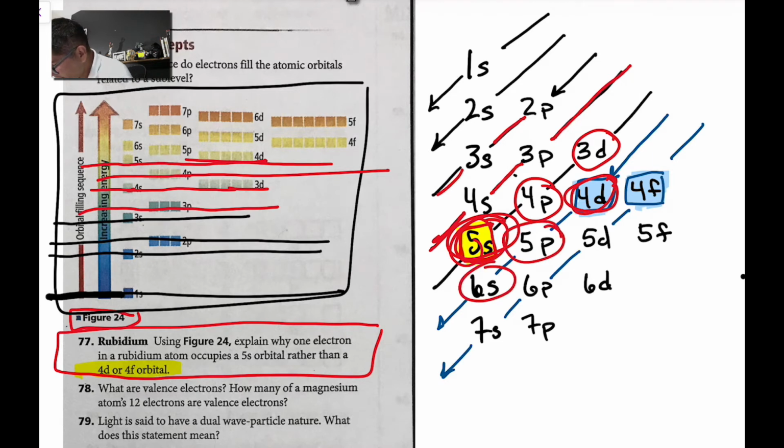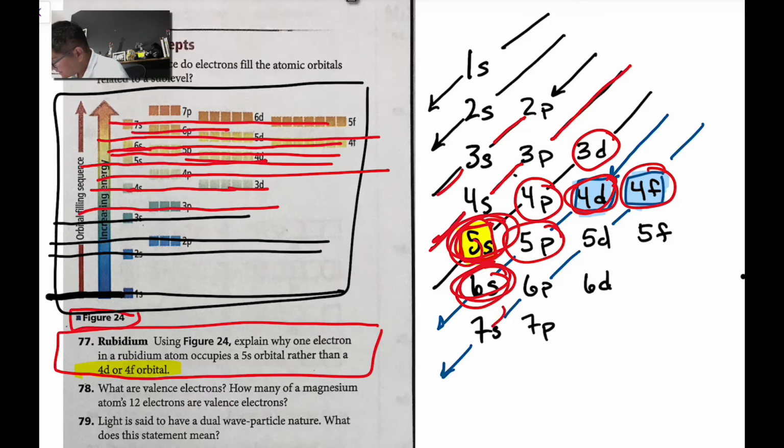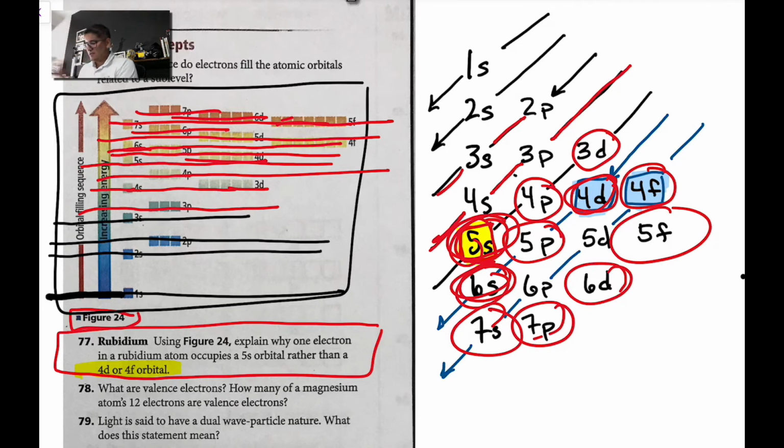Let's confirm that. So the next level is 5p, and then 6s. And as I go down from 6s, what's next? 4f. In fact, 4f is next after 6s. 4f, and then 5d, 6p, 7s, 5f, and then 6d and 7p. So you can see that they correspond and they correlate.